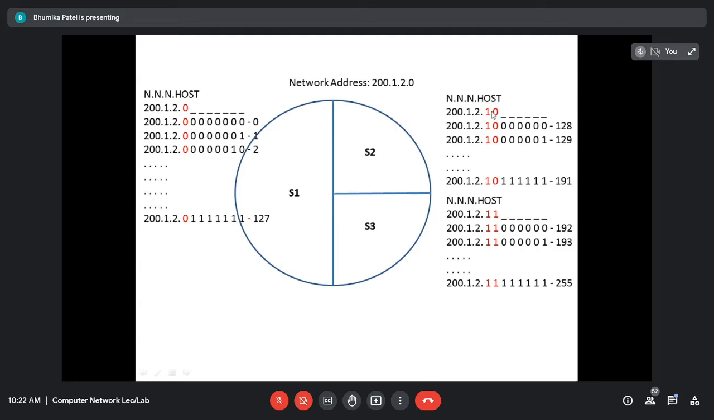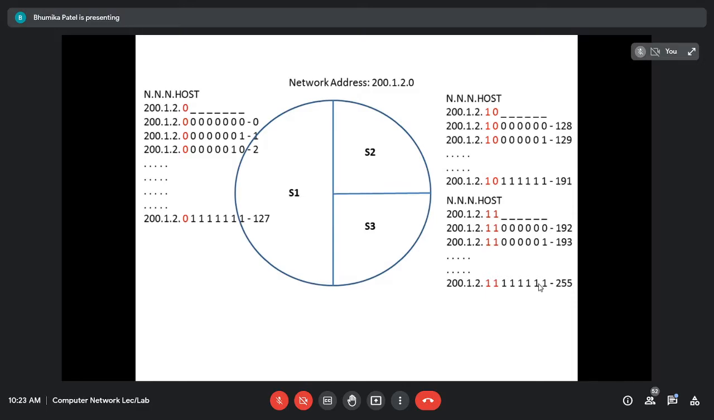Subnet 2 માં શું કર્યું આપણે? 1 0 fix રાખવાનું છે and we have to try all the possibilities for the next 6 bits. So it is 128 થી લઈને 191. Similarly, subnet 3 માં 1 1 fix રાખવાનું છે and for the remaining we have to try all the possibilities. So you are going to start with all zeros and the last will be all ones. So it will be 192 to 255. ખબર પડે છે બધાને કેવી રીતે ફાઇન્ડ કરવાનું છે?